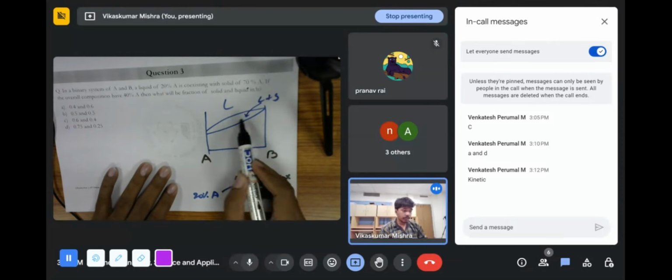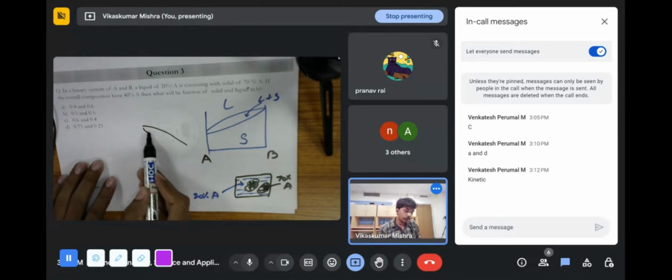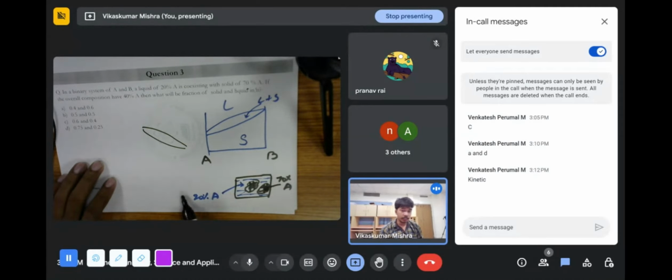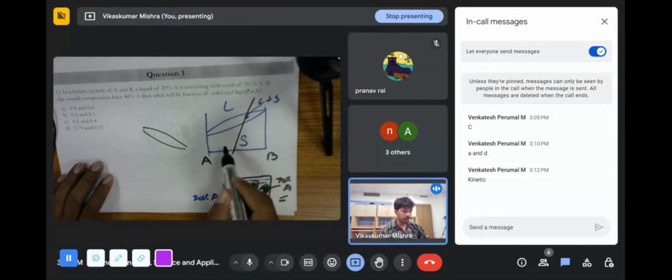I made a diagram like this. I should not have made it like this. There is a reason: the liquid is the one having the lower percent of A. Sorry, the solid is having more A. Okay, I should not make it like this. This is a wrong diagram then. The right one will be this.